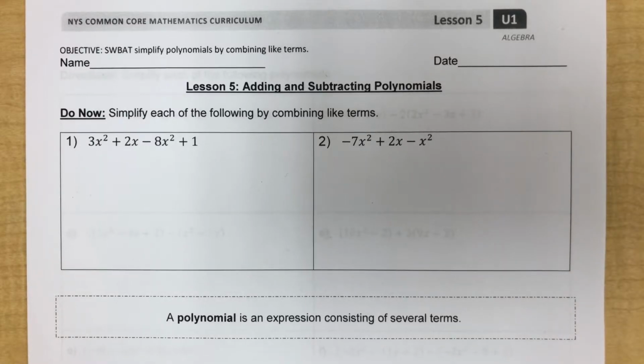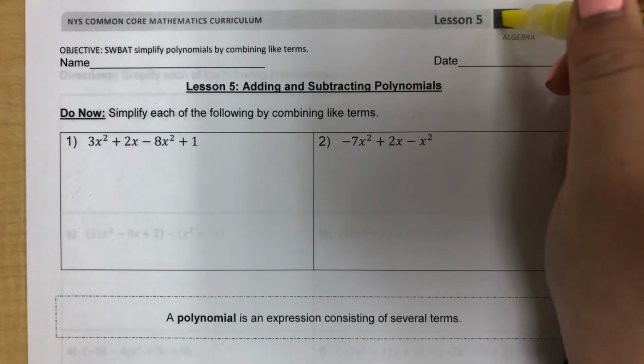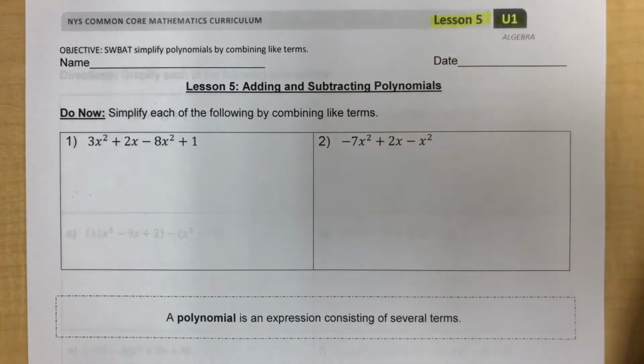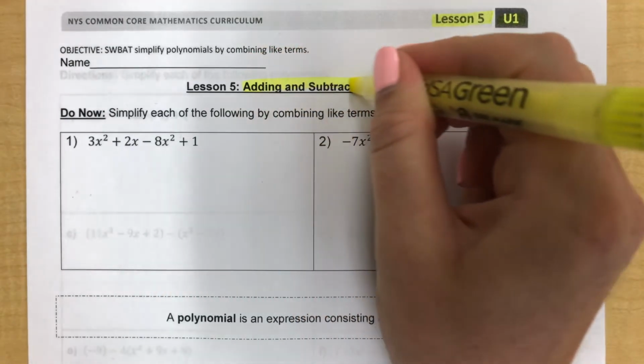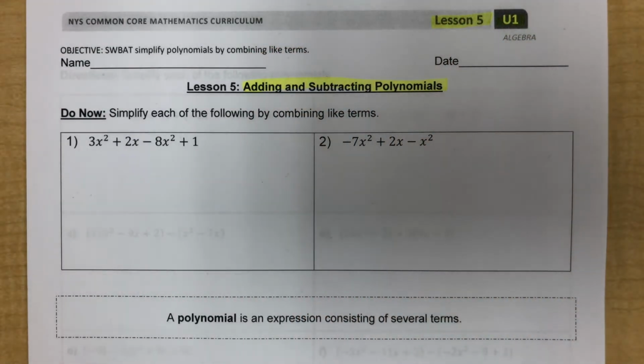Hey boys and girls, so today we're going to be going over Unit 1, Lesson 5, which is adding and subtracting polynomials. Okay, let's look at the do now. It says simplify each of the following by combining like terms.